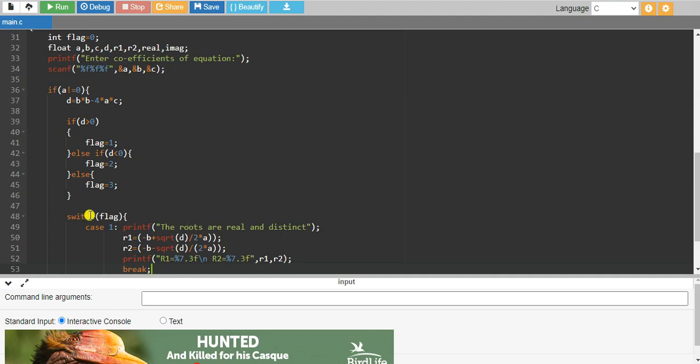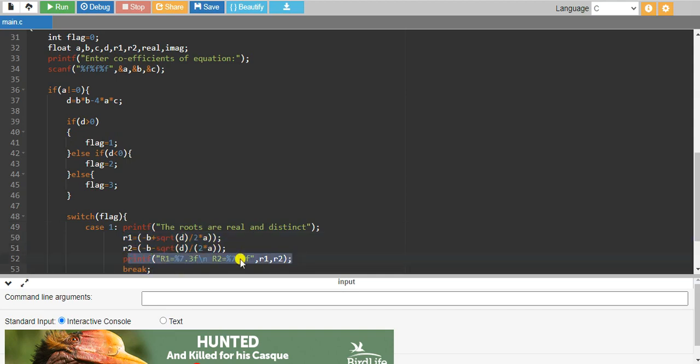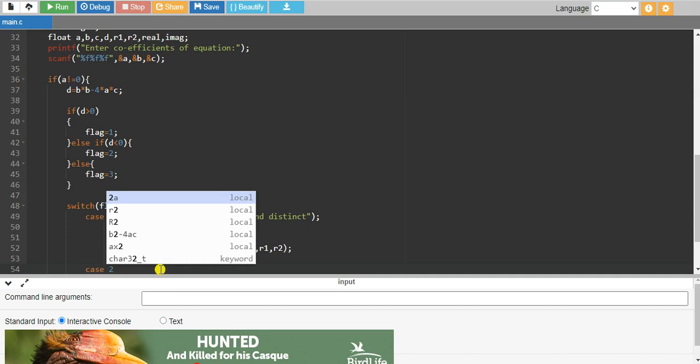If flag is equal to 1, this case will get executed, and it will be taking a, b, c values. It will be identifying these two roots, and it will be displaying them here, and it will come out from that case. If flag is not equal to 1, it will never go to this case. So it will go and check for other cases.